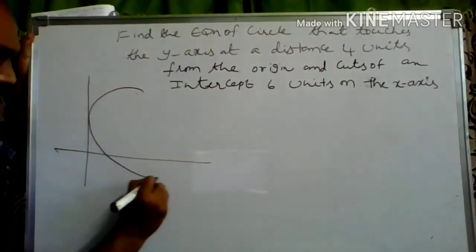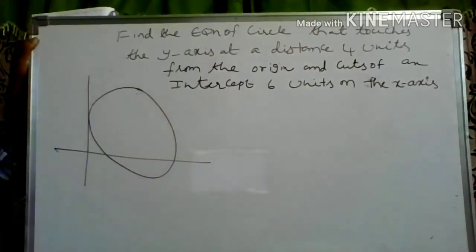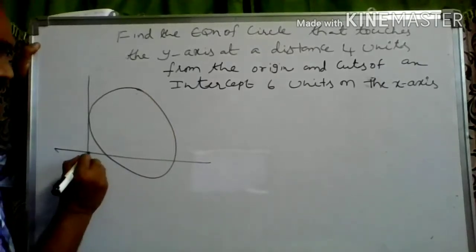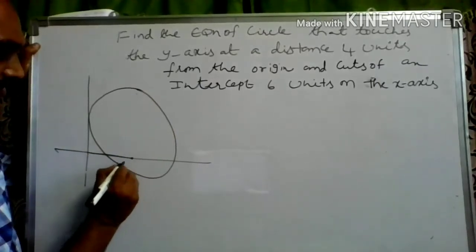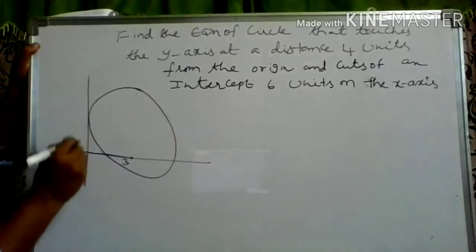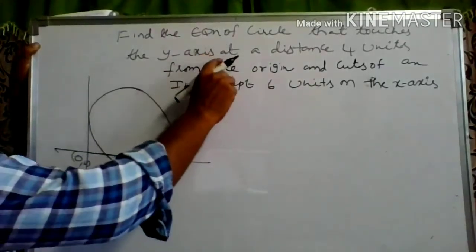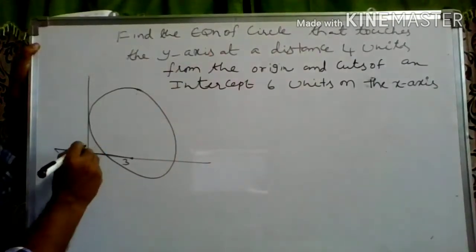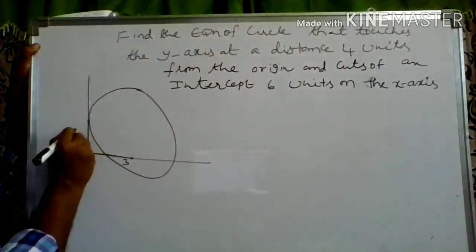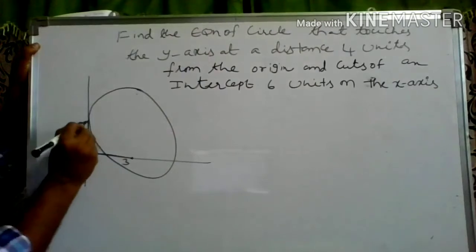Intersect x-axis of length 6 units. So total 6 units. This is 3 here, 3. This is origin. Okay, students. Touches y-axis at a distance 4 units from the origin. This distance is 4.